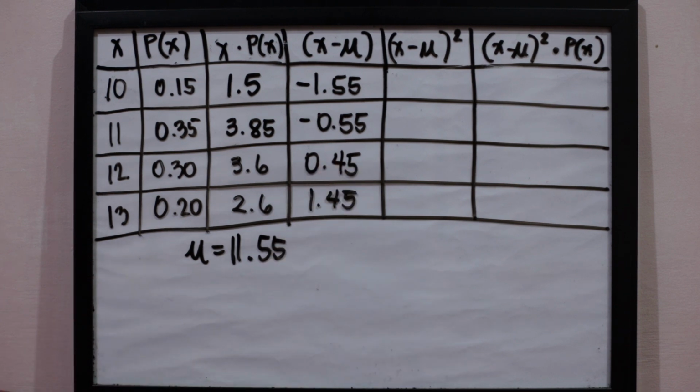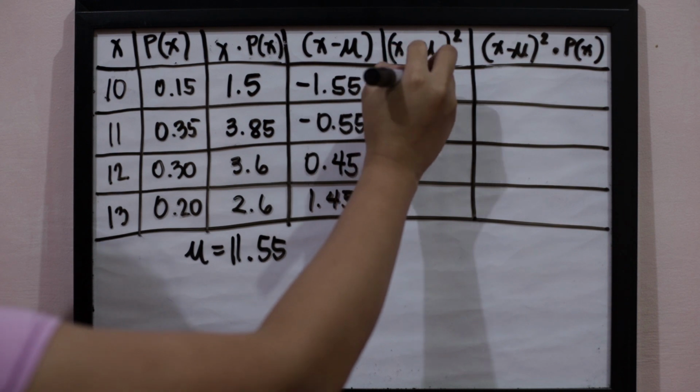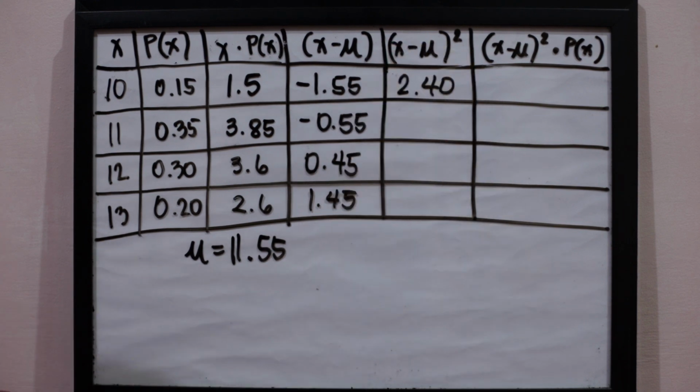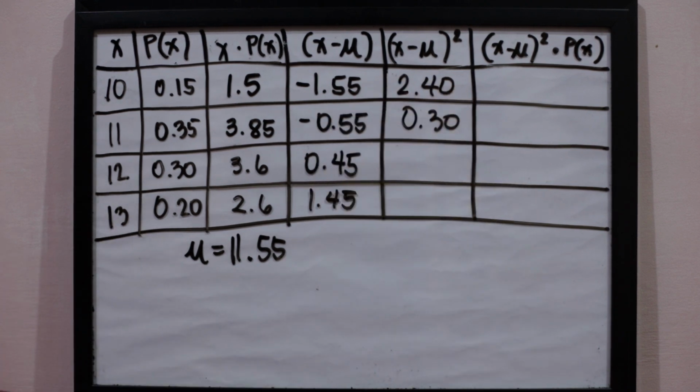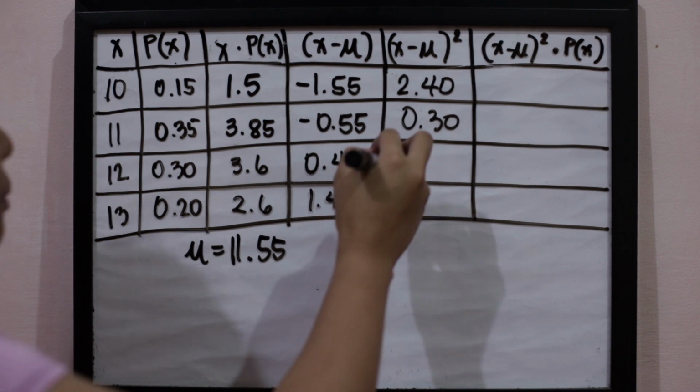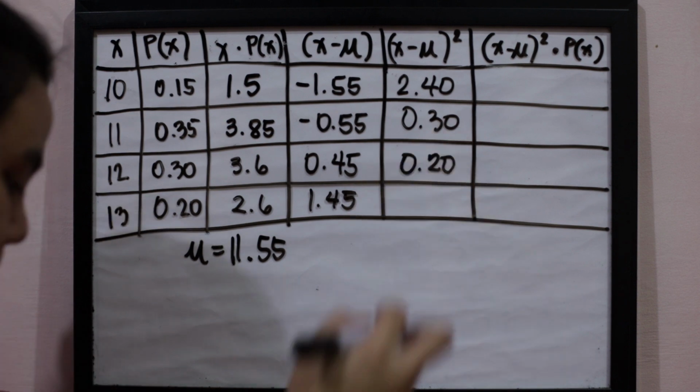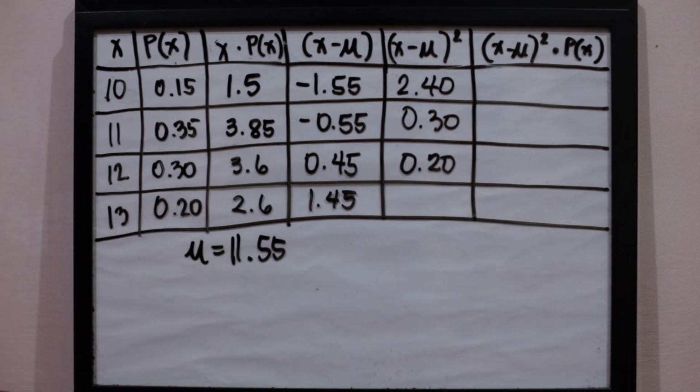Negative 1.55 squared is 2.40. Again, I will just use 2 decimal places kasi ganun lang din naman. Ba't ko papahirapan sarili ko, di ba? Negative 0.55 squared, the answer is 0.30. And then, 0.45 squared, the answer is 0.20. And then, 1.45 squared, the answer is 2.10.